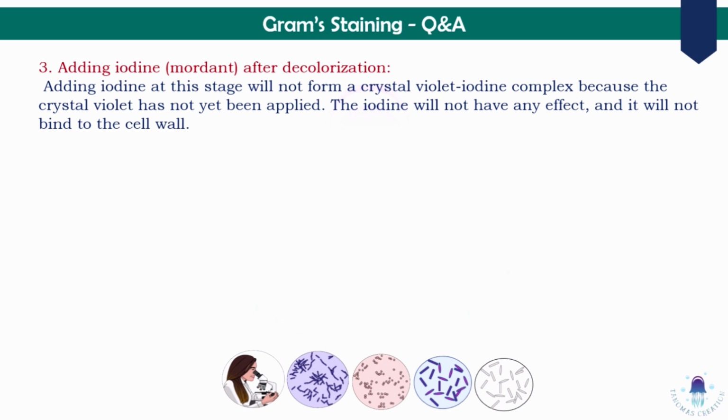3. Adding iodine, the mordant, after decolorization. Adding iodine at this stage will not form a crystal violet-iodine complex because the crystal violet has not yet been applied. The iodine will not have any effect, and it will not bind to the cell wall.